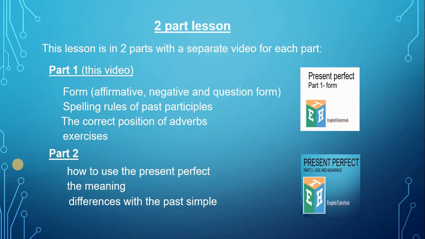In this video, part 2, we will look at how to use the present perfect and also the meaning. Quite important, at the end we will look at the differences with the past simple tense, because this often causes confusion. So let's start.